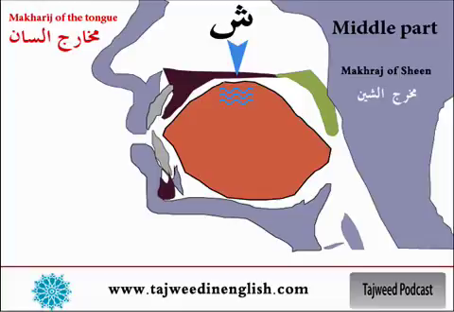So if you say ishtara, ash-shams, you see? But for the jim, you say ijtama'a, ajara. If you say the sheen, you say ashar, ishtara. So there is a gap there, and that gap lets the air come out, which is different from the jim.